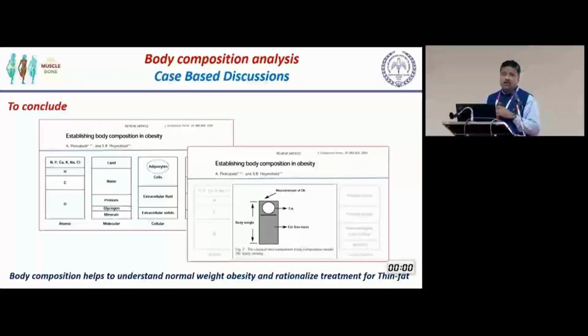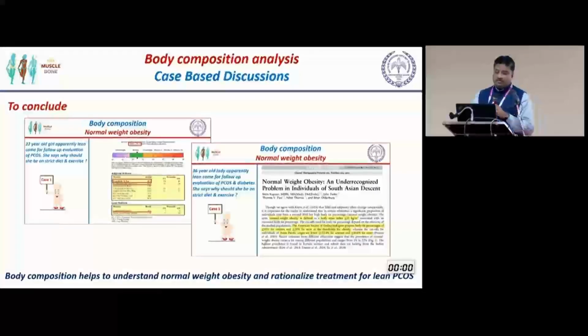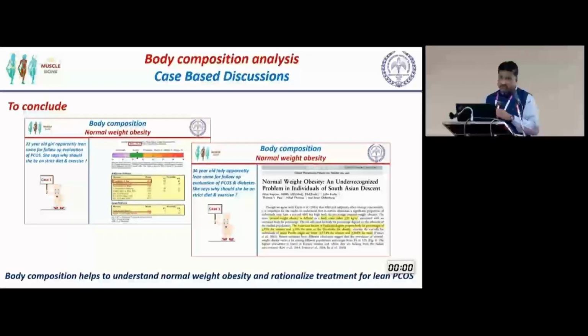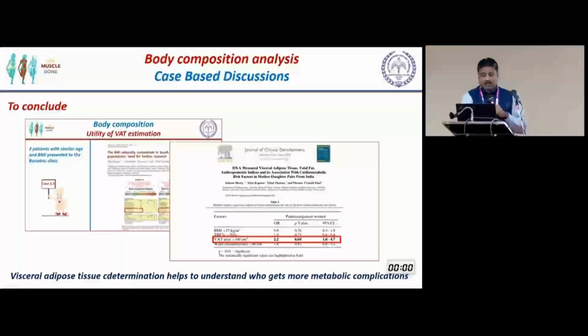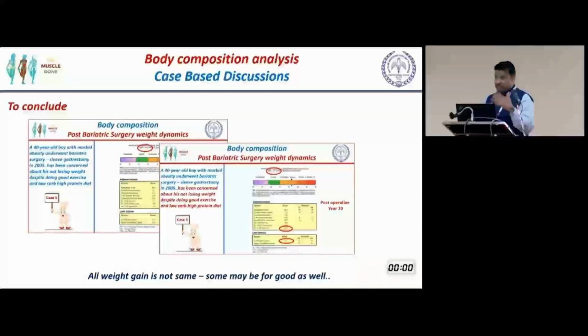So I'll stop here. The key learning points from this 20-minute session is that yes, body composition does help us to understand the concept of normal weight obesity, and rationalize treatment of the thin fat phenotype. It helps not only in thin people, but even in severely obese patients. As we saw, despite morbid obesity, the visceral fat component can be very different. We looked at the importance of knowing the visceral fat, the body fat distribution in terms of lipodystrophy that can be diagnosed. And last, sometimes when weight gain is there, it may be healthy weight gain, and that is also something that can be deciphered with the help of body composition.